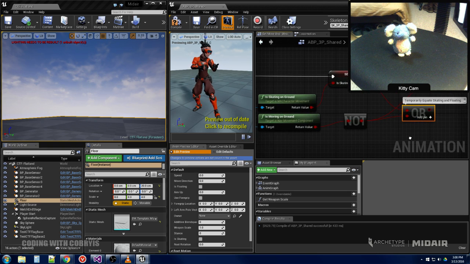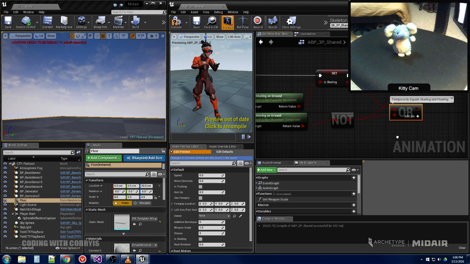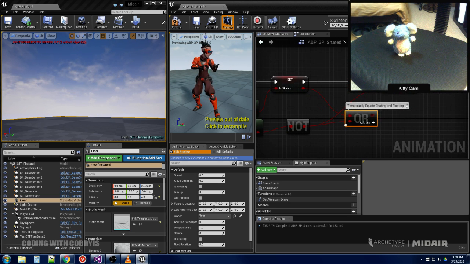Alright, so before I was equating skating with floating. Basically, I wasn't using the skating animation, just the floating animation when they were skating in the game. And when the character turns and faces a direction, their whole body moves with them. What I'm trying to do now is something where their whole body doesn't move with them. Instead, their upper torso rotates to face where they want to look.